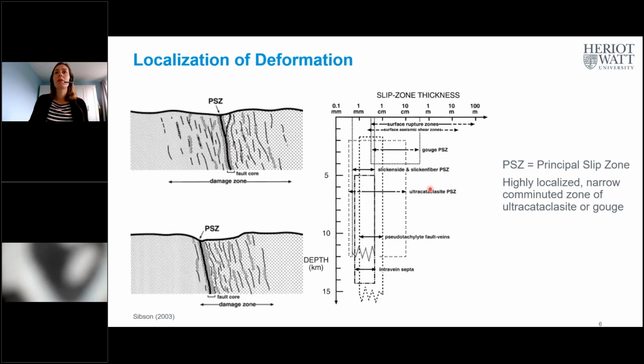The thickness of that principal slip zone depends a bit on what sort of material it consists of, whether it's cohesive in the case of ultracataclasite or incohesive in the case of gouge. But you can see that the slip zone thickness indicated on the horizontal axis here can be even less than 1 millimeter thick. So that's really very, very thin.